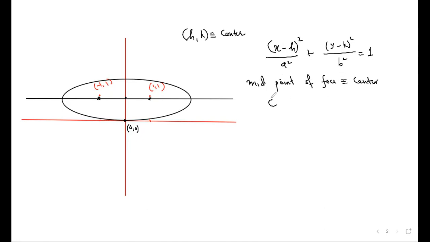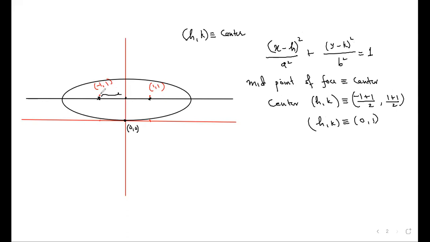Correct? So what is the center? Tell me. Center (h, k) will be the midpoint. So give me the answer. Calculate the midpoint: (-1 + 1)/2, (1 + 1)/2. That is 0, 1. So now the equation of the ellipse became (x - 0)² upon a², then (y - k)² upon b². Now my aim is to find a and b.